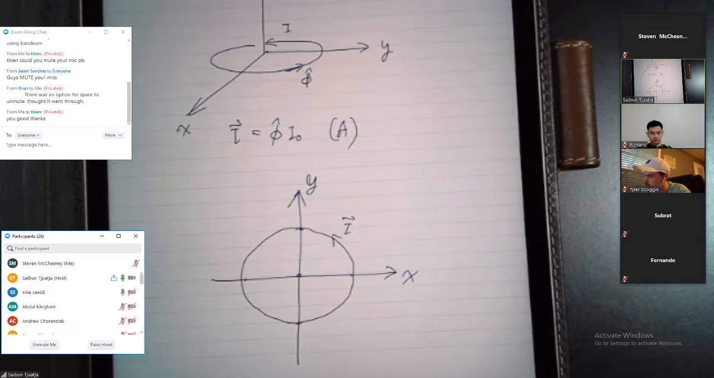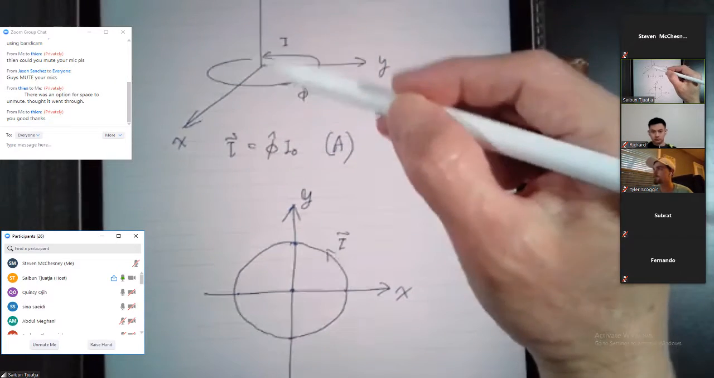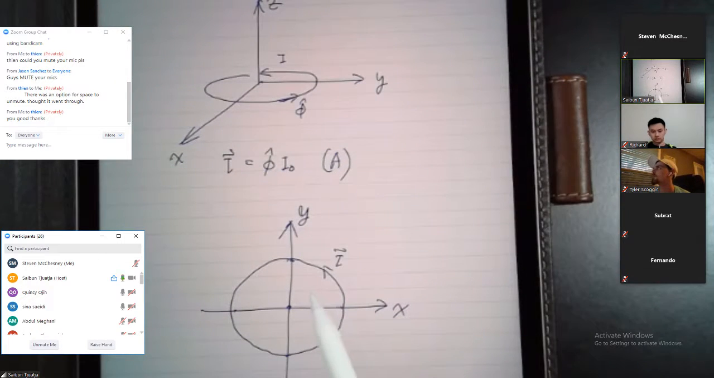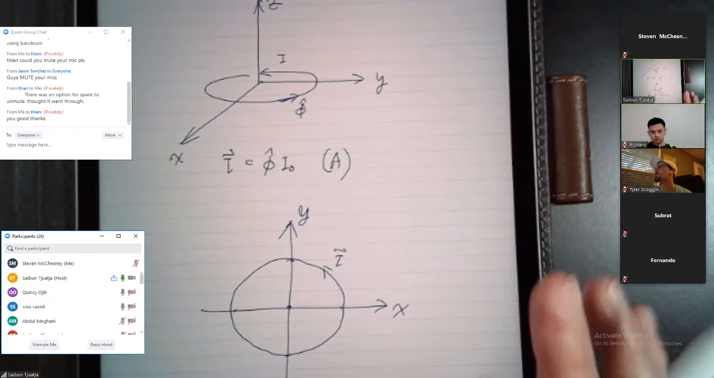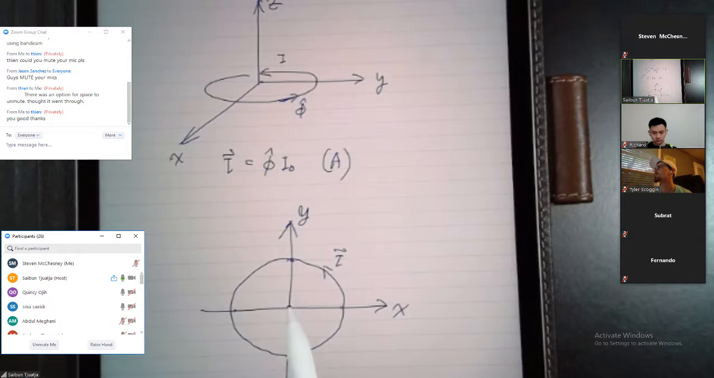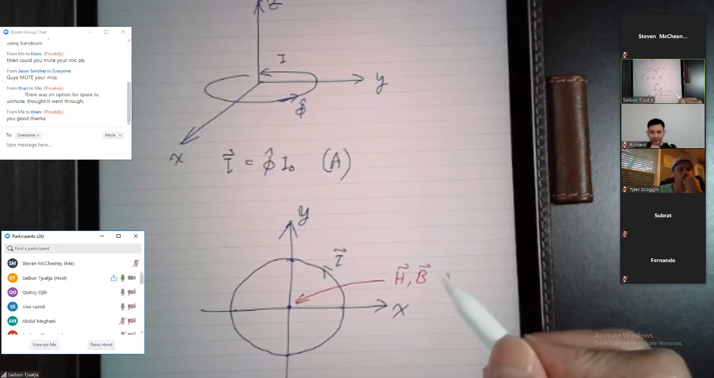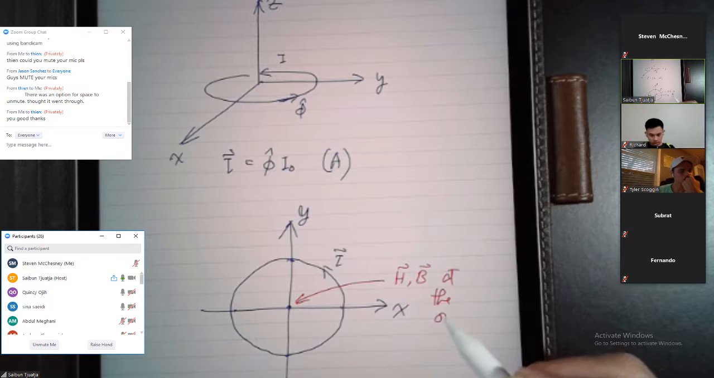So how do we solve this problem? Well, I think I mentioned in class when we went through this example that the simplest solution only exists at the middle, on the z-axis here. Anything outside is going to be very complicated, right? So you're asked to figure out the field at this location, H and B at the origin.